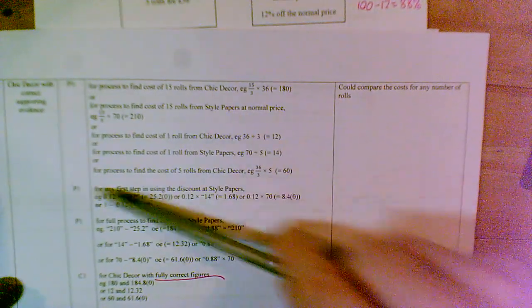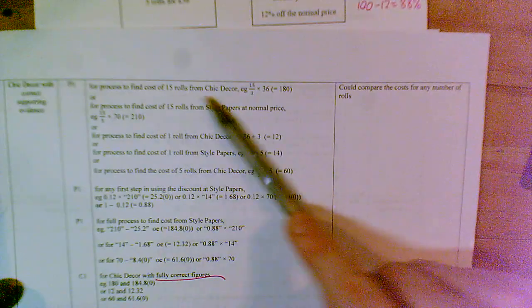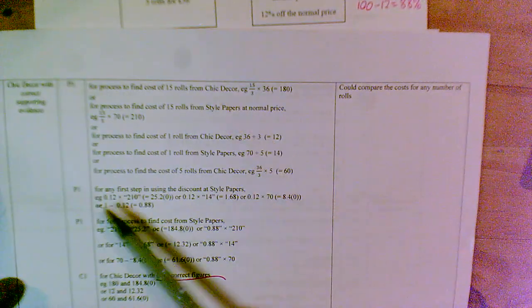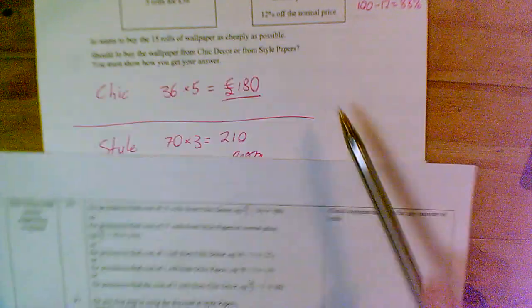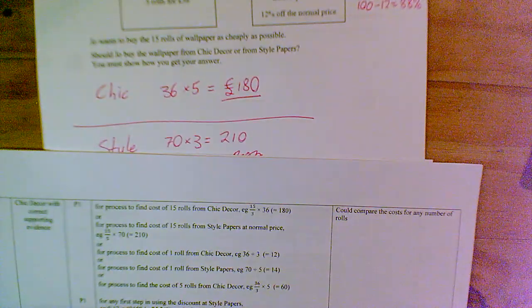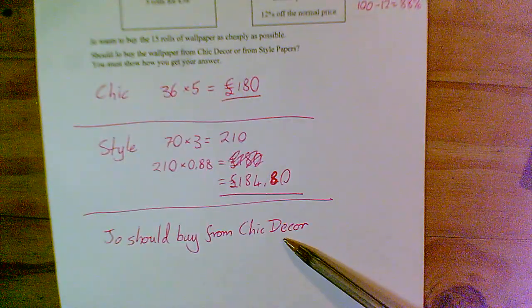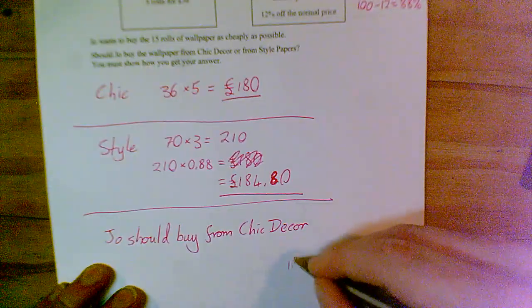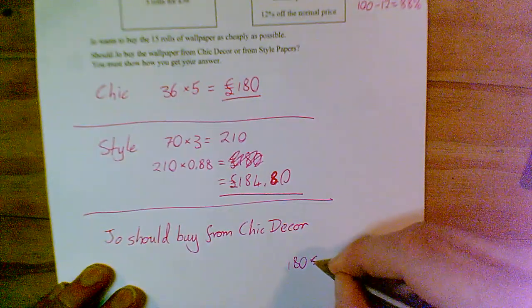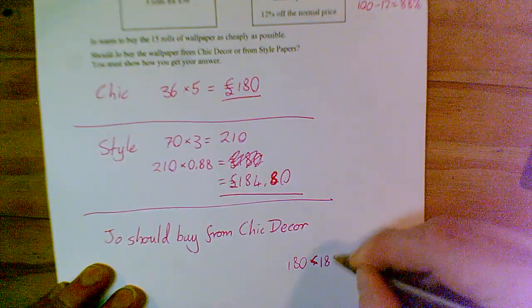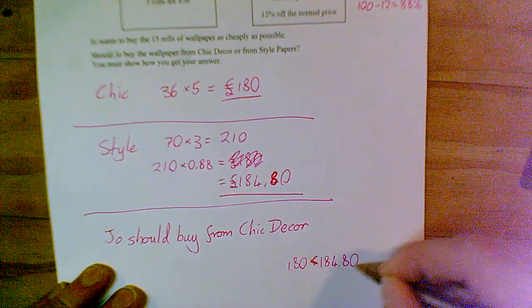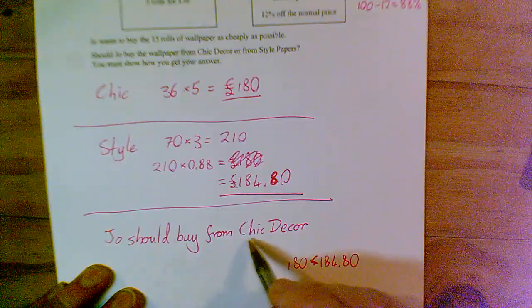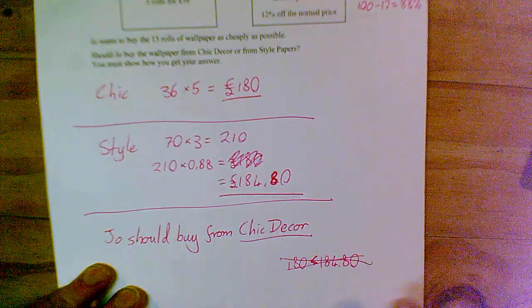1 mark essentially for a process of finding what it is from Chic, and then 2 marks for the Style papers. 1 for finding it would be, say, 210, and then 1 for reducing it. But yeah, don't spend too long writing loads of sentences, and also a few people wrote something along the lines of this. It's not really answering the question. You've got to say where she's buying it from.